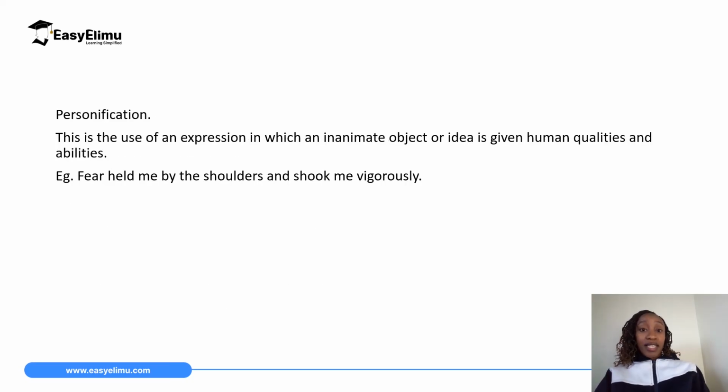And lastly, we have personification. And personification is the use of an expression in which an inanimate object or idea is given human qualities and abilities. Inanimate is something that is not human. So for example, fear held me by the shoulders and shook me vigorously. Fear is not a human being. Fear does not have hands, right? But when you say fear held me by the shoulders, you're giving it human qualities or human characters.